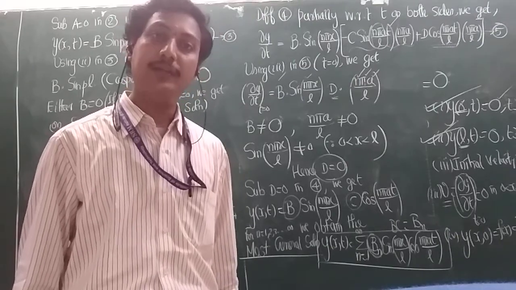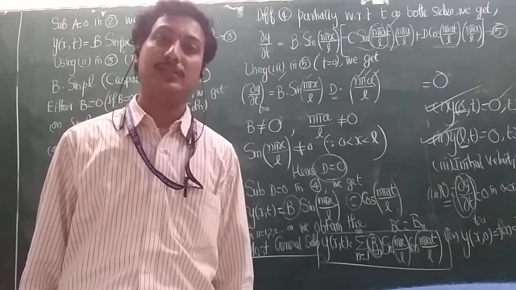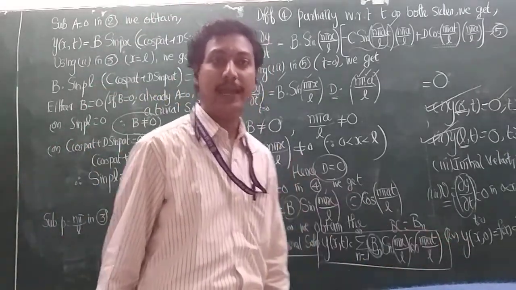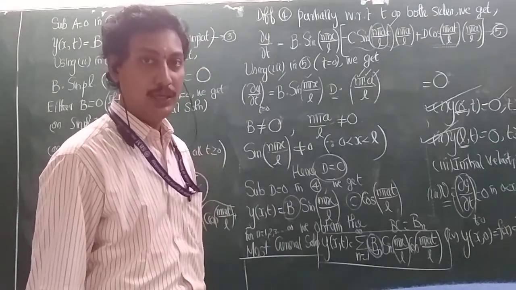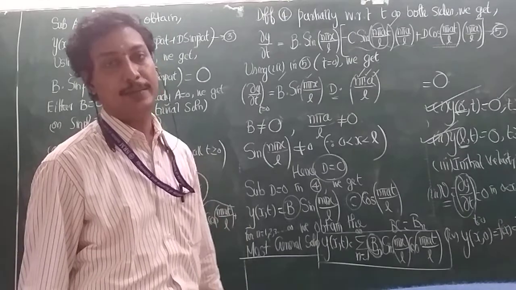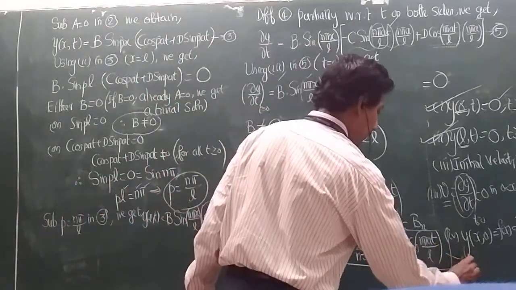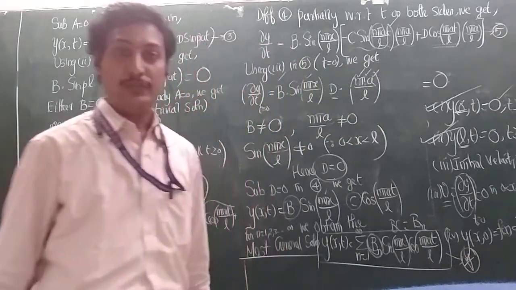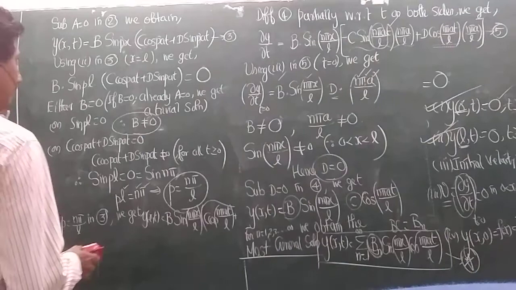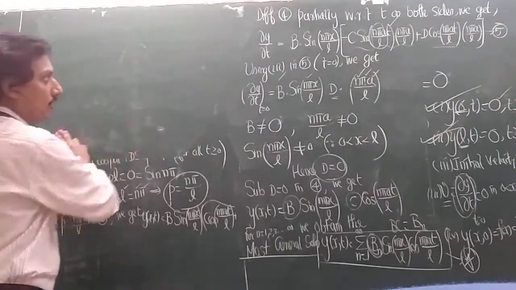How to find the constant value capital Bn? We still have one more boundary condition in hand, y of x comma 0, the initial displacement. By using that condition, we may easily determine this constant value. So this is my star equation. In this star equation, I am going to apply the fourth boundary condition.